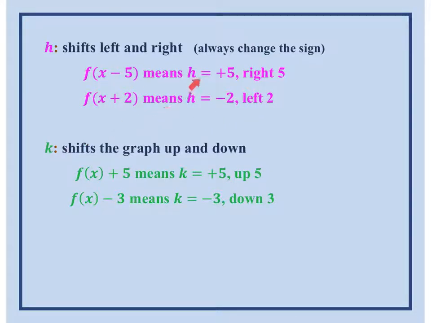H will always be in the parentheses or under the square root or inside the absolute value with the x, okay? K will never be in parentheses. K is always going to be outside the parentheses with the plus or minus. It's typically written at the end, but even if it's written in front, if I put -3 plus f of x, it's still a -3. So again, K will never be in parentheses.